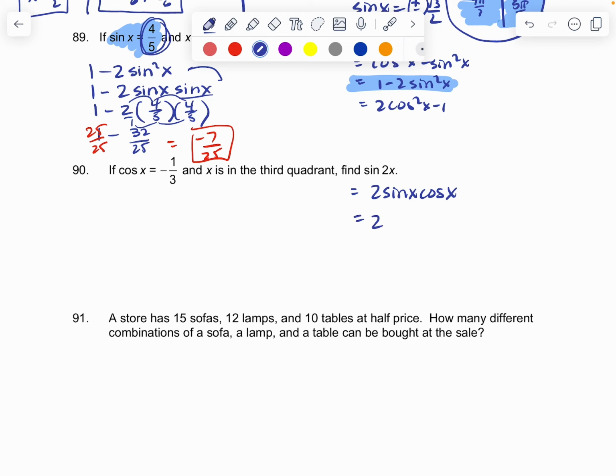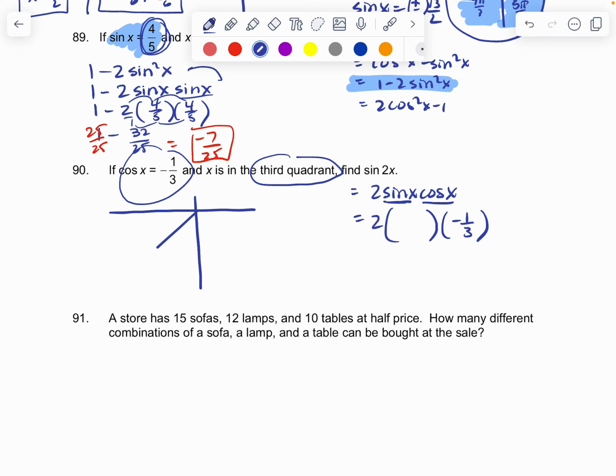This would be 2 times, I don't know what sine of x is, but I do know that cosine of x is negative 1/3. So my only job here is to try to find out what sine of x is, and the only way to do that is to draw a triangle in quadrant 3. So let's go ahead and do that. Here's quadrant 3, here's my triangle, this is my angle x, sorry, I was going to call it theta. So this is angle x.